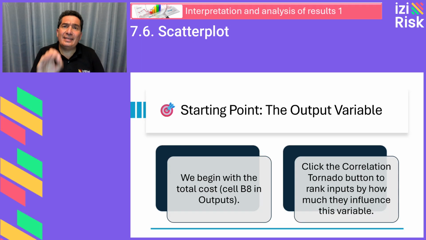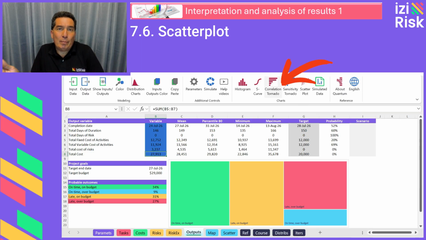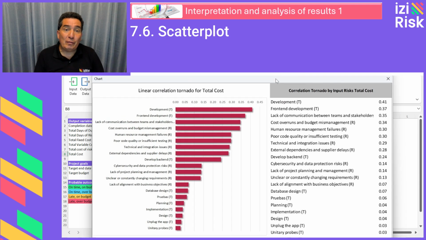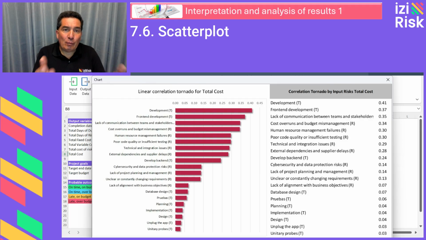Our starting point is the output variable. We start with the most economically important output variable, total cost of the project. This is located in cell B8 of the outputs sheet. From there, we can click the correlation tornado button to see all variables ranked by their correlation coefficient with respect to total cost. For example, a task with high correlation.